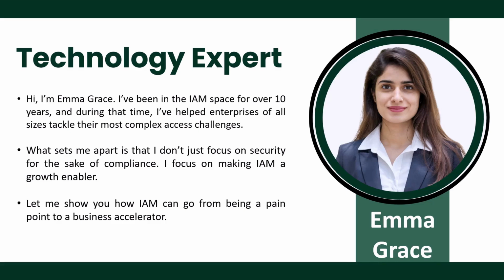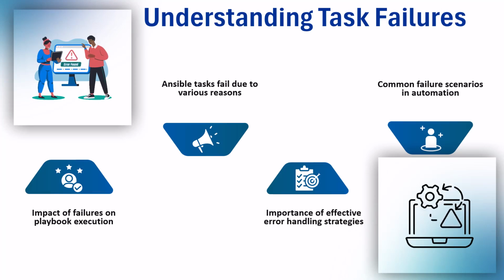Ever had a playbook fail at the worst possible time? Yeah, me too. Understanding why tasks fail is crucial. Maybe a missing variable or an unreachable host. These failures can halt execution. Knowing why things go wrong helps us prepare better solutions so we can keep our automation robust and running.